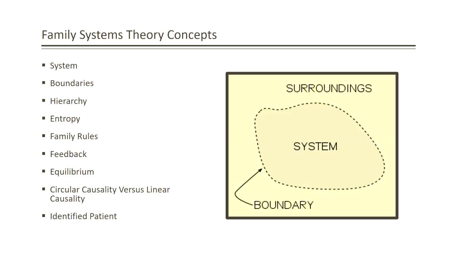You have family rules. And again, these are the repetitive behavioral patterns of the people in the family. They sort of dictate the rules. You have feedback. Feedback is the response of one person in the family to the behavior of another. And again, we talked about that earlier with the negative feedback and positive feedback. You have equilibrium. This is the balance between stability and change. You have circular causality versus linear causality.